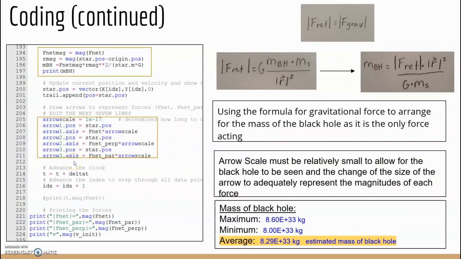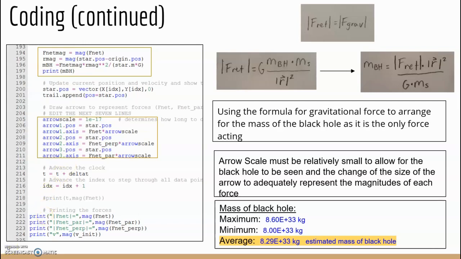To find the mass of the black hole, the equation for gravitational force is rearranged. As the gravitational force is the only force acting, it is equal to the net force. The mass of the black hole is proportional to the net force. This means that the mass of the black hole is not constant when calculated, leading it to be higher closer to the star, as high as 8.6 × 10⁻³ kg, and smaller farther away, as low as 8 × 10⁻³ kg. To estimate the mass of the black hole, I found the average of all masses at different positions and estimated it to be 8.29 × 10⁻³ kg.